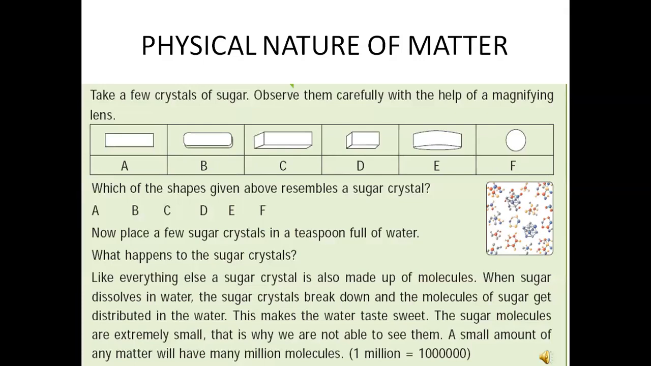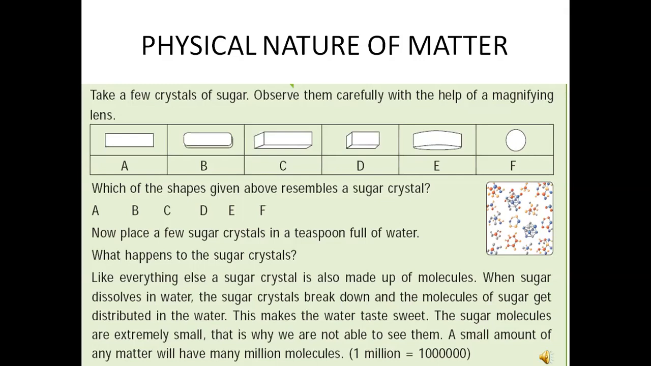Physical nature of matter. Let's see one activity. Take a few crystals of sugar. Observe them carefully with the help of a magnifying lens. These are the structure of crystals of sugar. Which of the shapes given below resembles a sugar crystal? A, B, C, D, E and F. Now place a few sugar crystals in a teaspoonful of water. What happens to the sugar crystals?